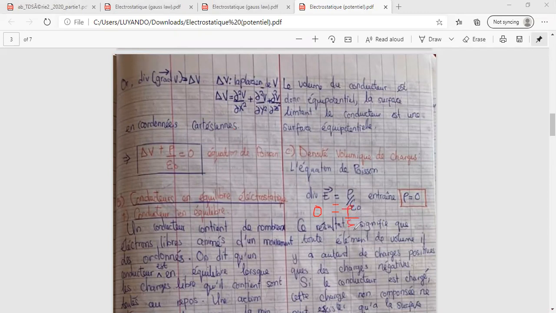Our rho is going to be equal to 0 when we do the cross multiplication. So we're going to have this over this. When we do this, we're going to have our rho equal to 0. So yeah, that's it about potential and conductors in equilibrium.